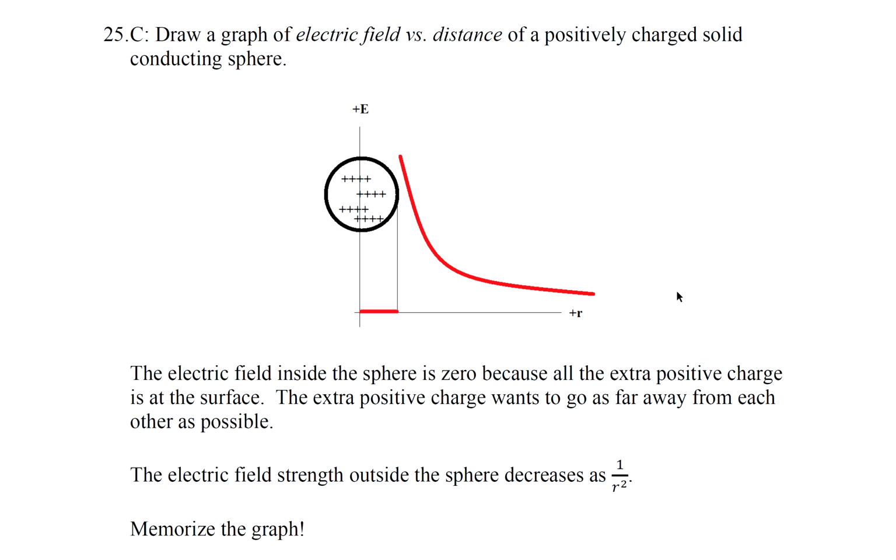Draw a graph of electric field versus distance of a positively charged solid conducting sphere. So, if this is conducting, then the electric field inside is 0. Then outside it goes down as 1 over R squared. Why? Because electric field is kQ over R squared.